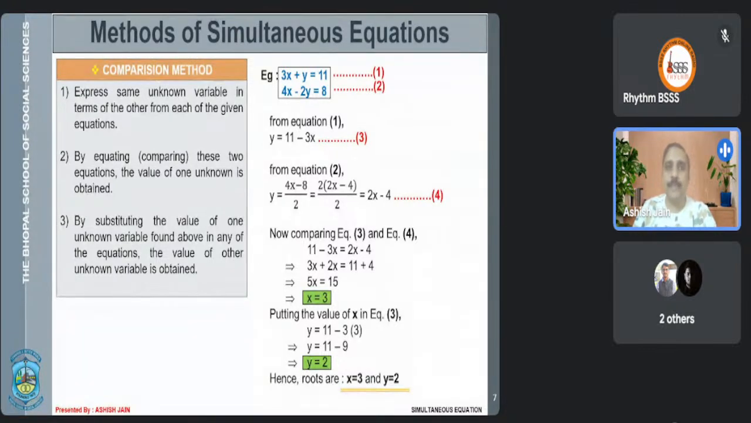So we have seen two methods that we will use in algebraic form. The first method is substitution. The second method is called the comparison method. Okay?